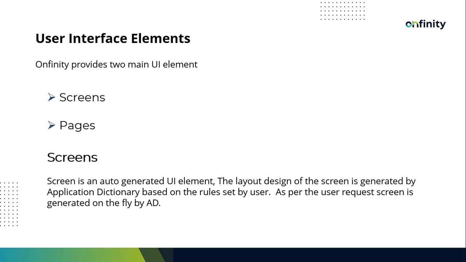Let's understand the user interface elements. Onfinity provides two main user interface elements, screens and pages. Screens are auto-generated user interface elements. The layout design of the screen is generated by the application dictionary, based on the rules set by the user. As per the user request, screens are generated on the fly by the application dictionary. As we mentioned previously, screens are designed based on the configuration done in the application dictionary. Users can define screens on this Onfinity framework and deploy them via the Onfinity market.